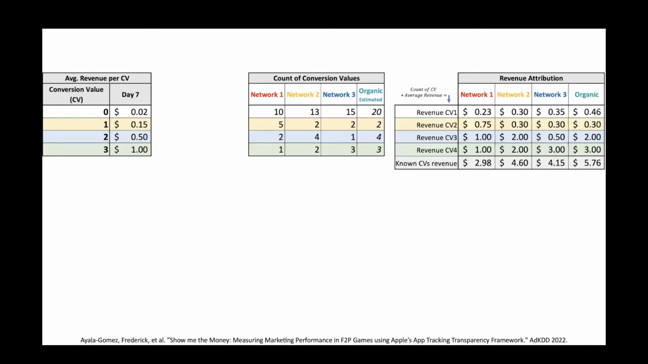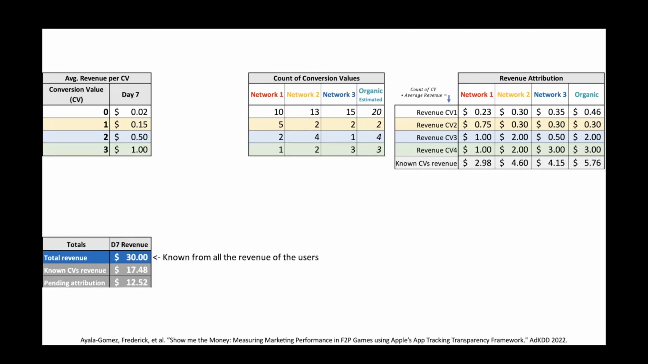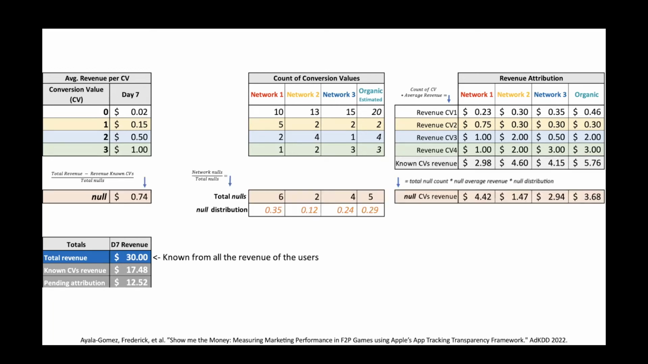The first step is to multiply the count of conversion values per the average revenue per conversion value. And this will give us the first part of the revenue attribution. Let's suppose that we know that those cohorts by day 7 made $30. And we know from this method that the known conversion values revenue is $17.48. So there is a difference of $12.52 that we need to allocate. Here's where the null conversion values come into play.